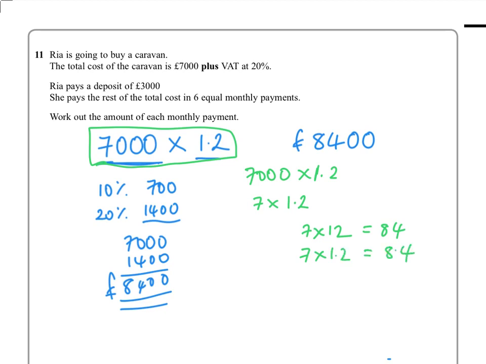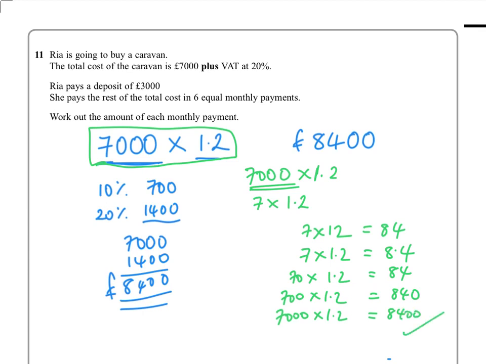So you get 7 times 1.2 and then try and build it up to 7,000. So 70 times 1.2 would be 10 times bigger, back to 84. 700 lots would be 840, and then 7,000 lots would be 8,400. So there's a few more ideas, but it's 8,400.